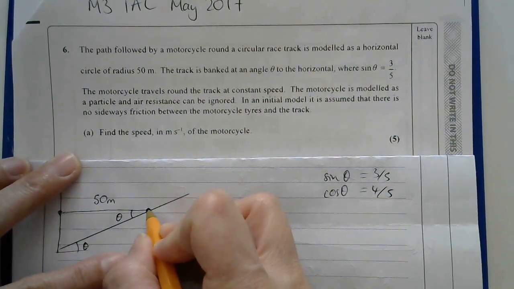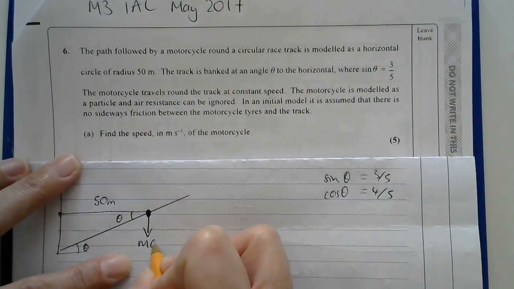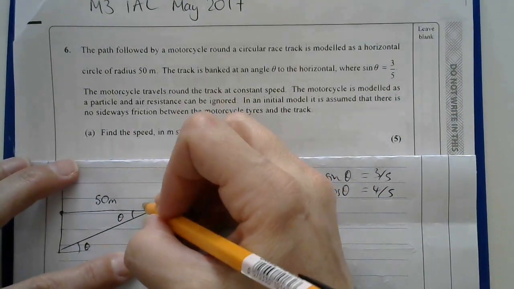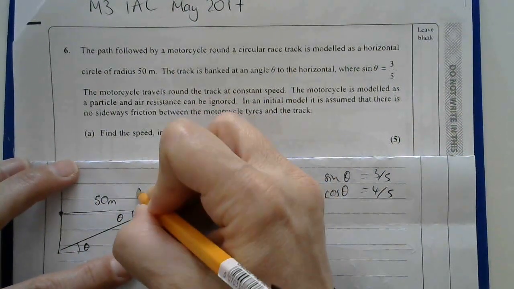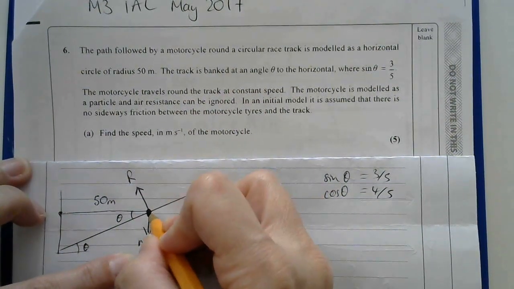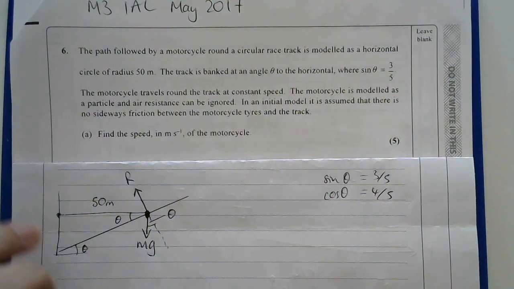Okay, so I know that the weight of the motorcycle will act down. I don't know what it is, but I'll just call that mg. I know that there will be a reaction force perpendicular to the slope, and if I draw dotted lines, then that angle in there is theta as well.